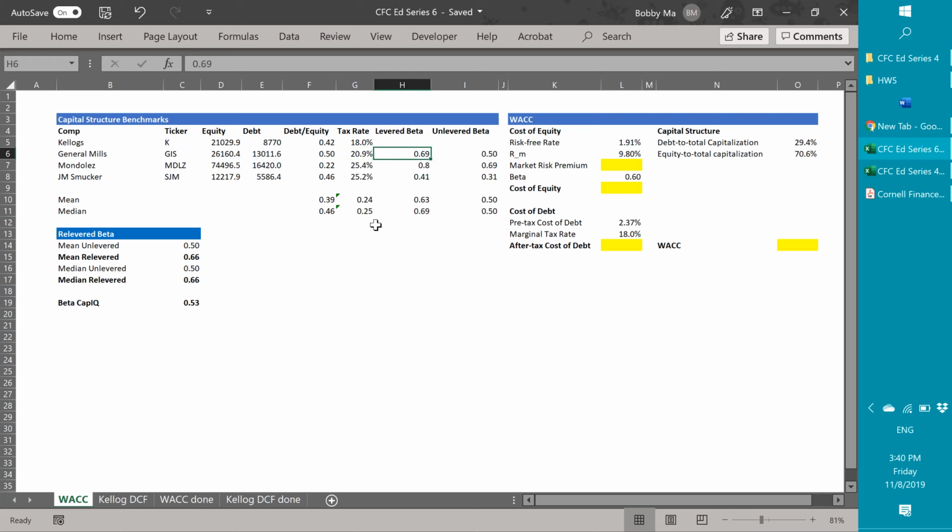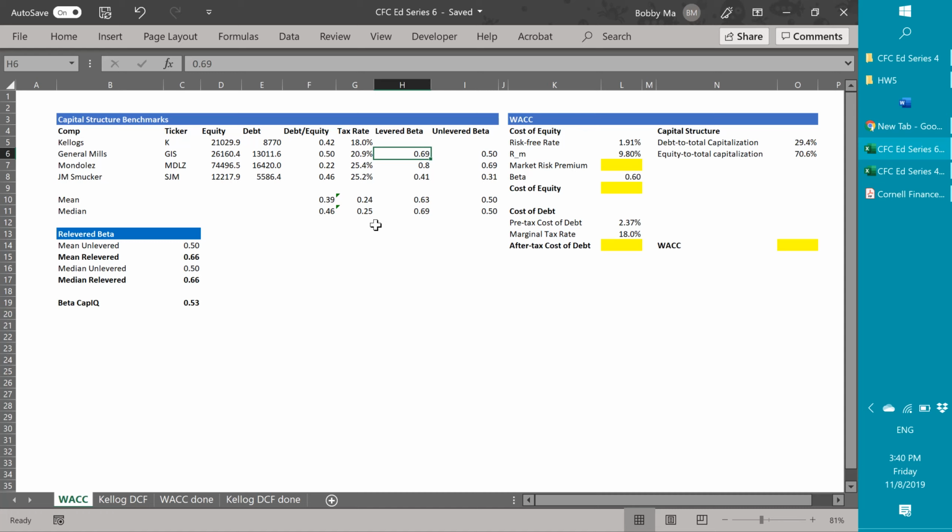So then you have this unlevered beta. This is saying that in the past, over whatever years or so, General Mills has increased by 0.69% whenever the S&P 500 increased by 1%.